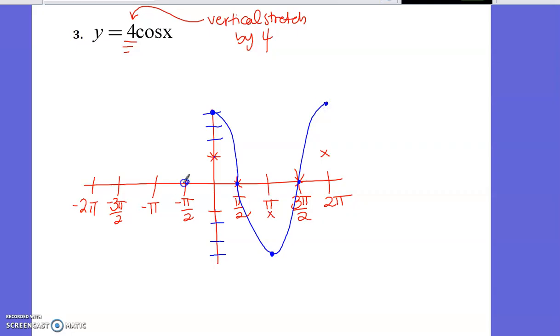Like that. So then our points are just going to follow that same pattern this way. And then we'll put our arrow on there. Okay. So there is y equals 4 cos x.